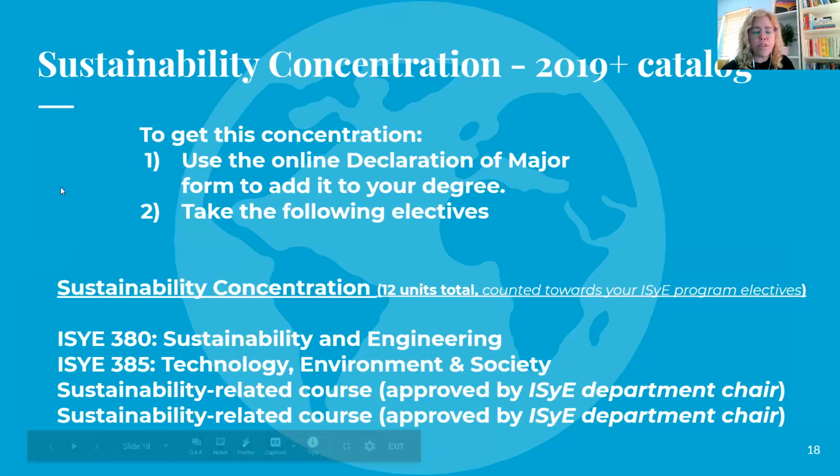Also, if you're interested in the sustainability concentration, again, you can add that using the online declaration of major form, and you must take the following electives, including 380 and 385, and then working with the chair of Industrial and Systems Engineering, Dr. No, to come up with 2 other courses that are going to fit this concentration.